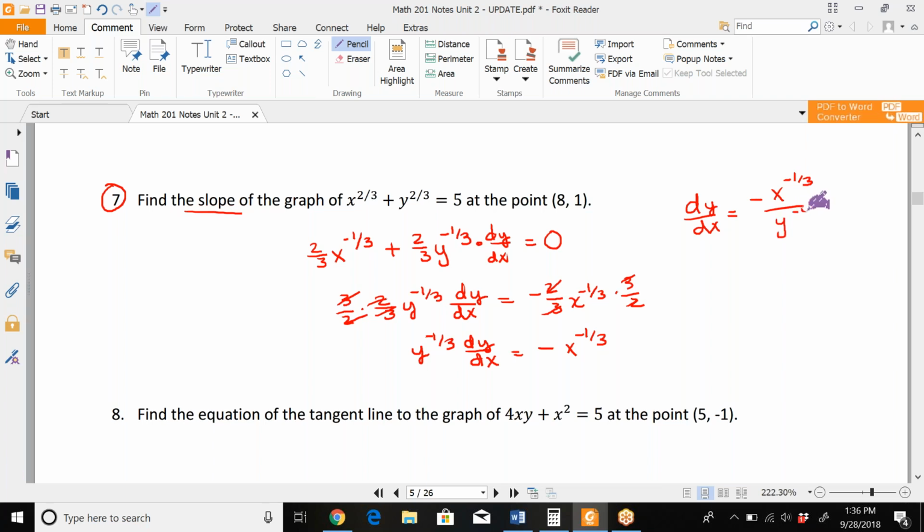Now this is where I'm fixing my negative exponents. Since they're both negative, they both need to flip-flop. So this is actually dy dx. The negative right here doesn't have anything to do with the exponent, so it's still negative, but it's going to be y to the 1/3 over x to the 1/3.